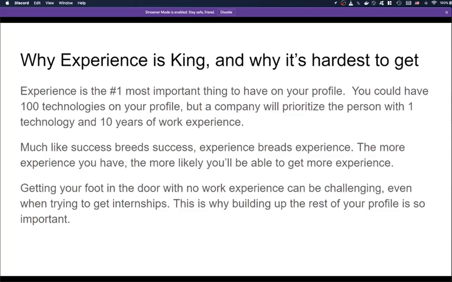Much like success breeds success, experience breeds experience. The more experience you have, the more likely you're going to get more experience. It really all comes down to just getting your foot in the door with no work experience that first time. It can be challenging, and the best way to do it is by far with internships. The way you get internships is why building up the rest of your profile is so important, because you want to stand out when trying to go for those internships or trying to get your foot in the door at a junior dev job if you don't have any internships.